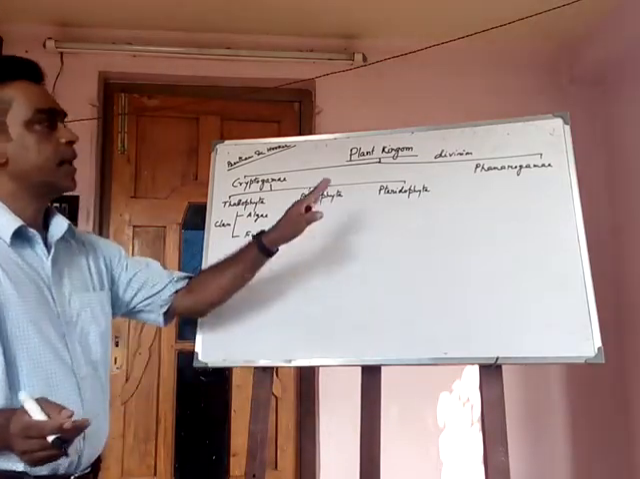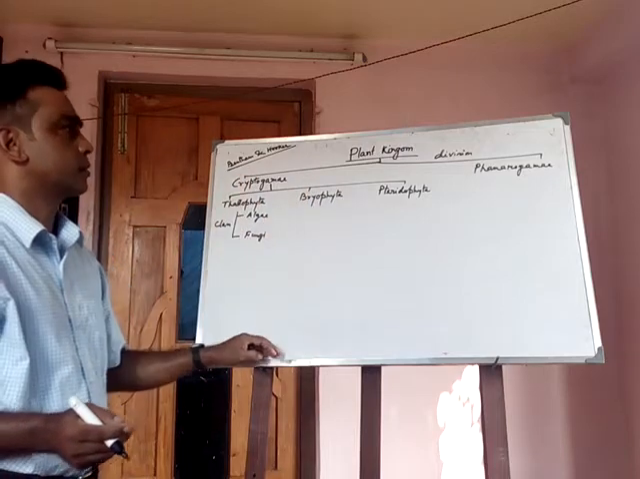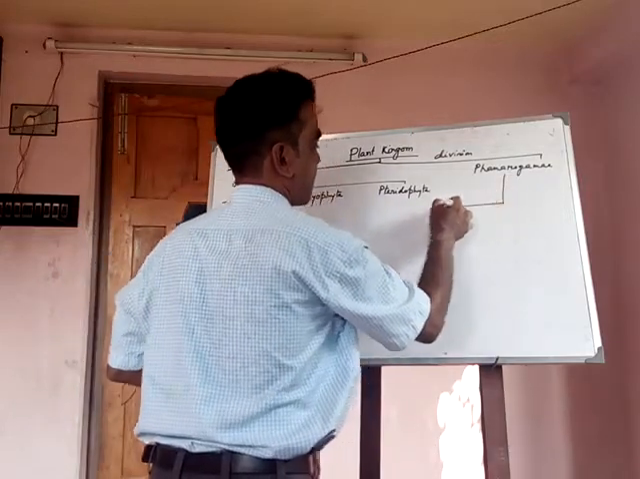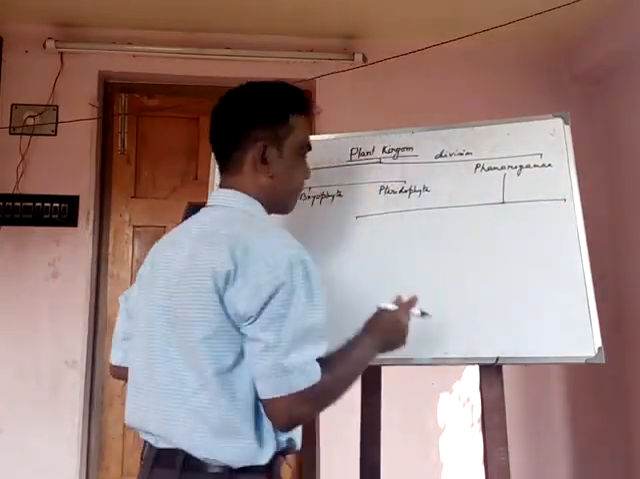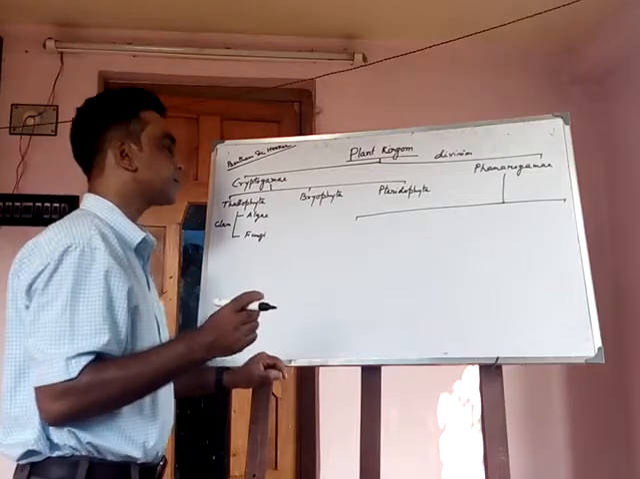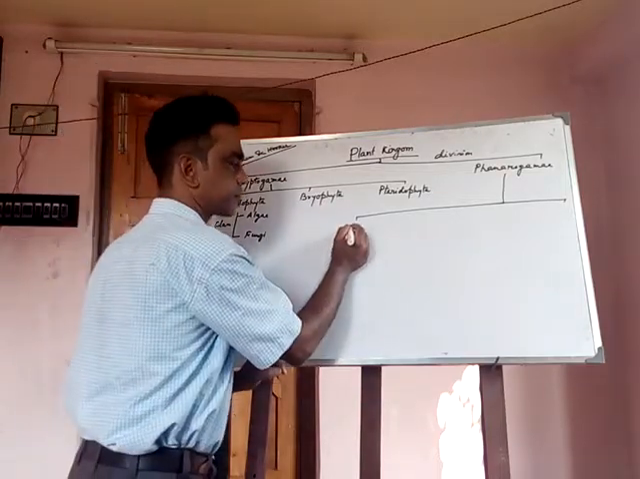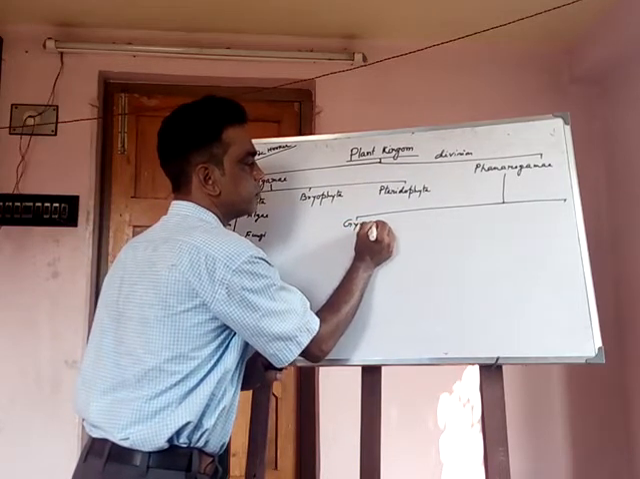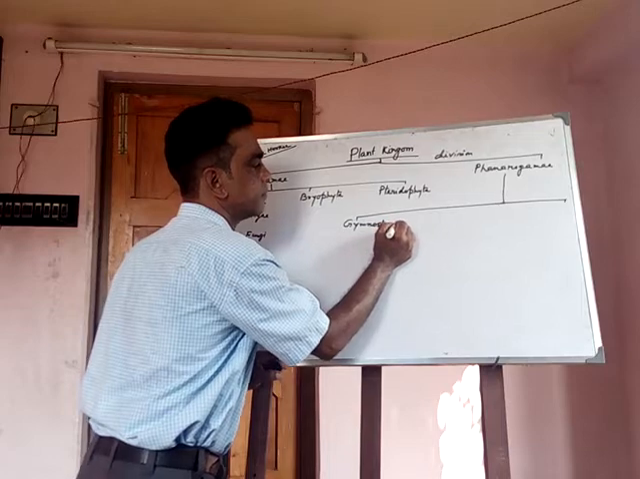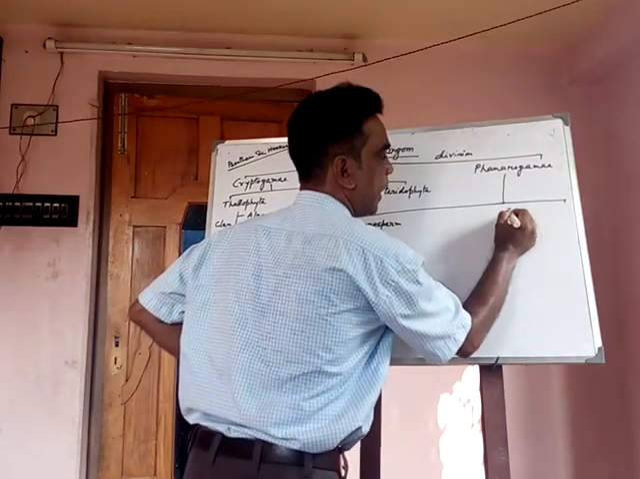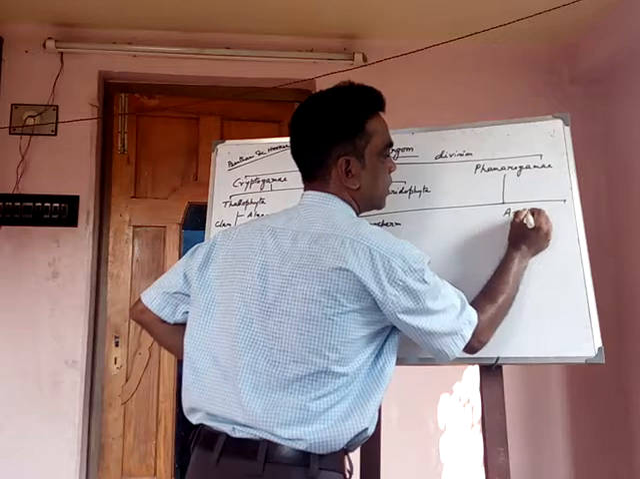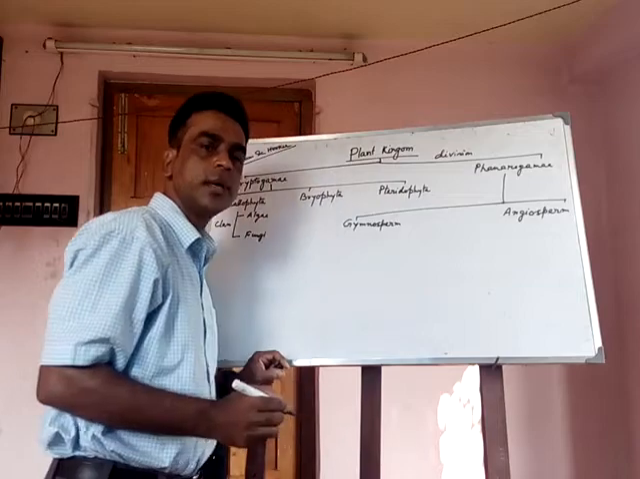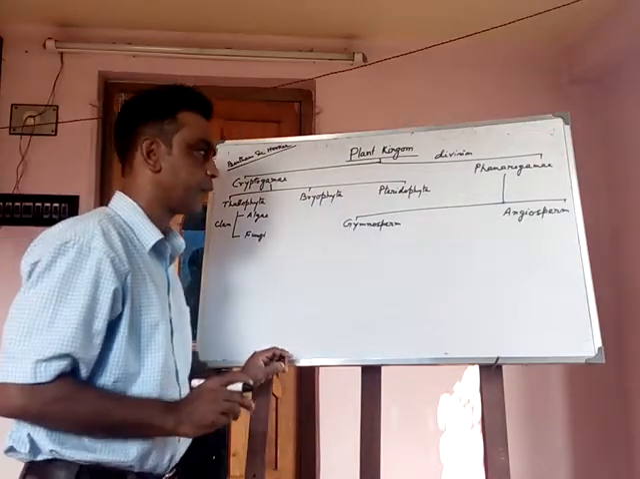Next, according to Bentham and Hooker, the phanerogams are divided into two divisions. One is gymnosperm and the other is angiosperm. What is gymnosperm?